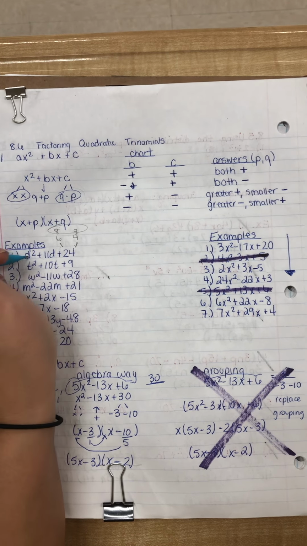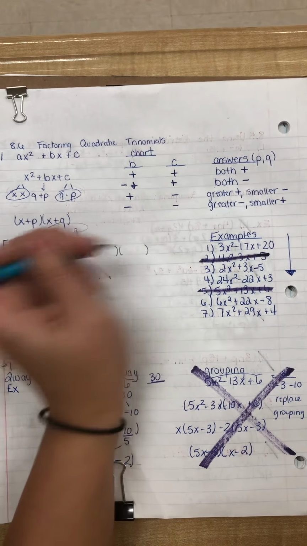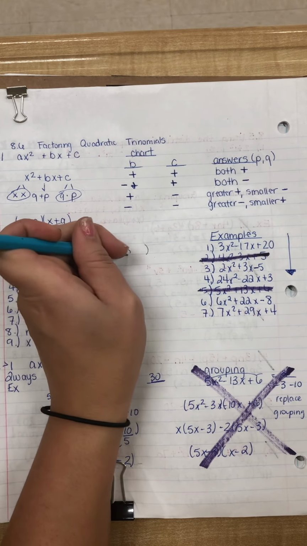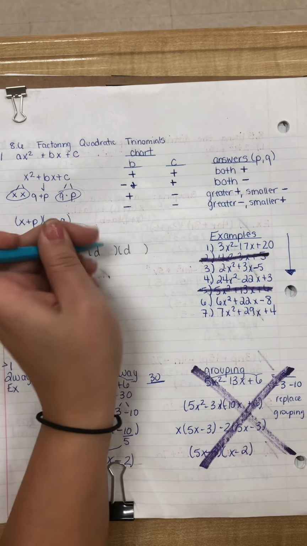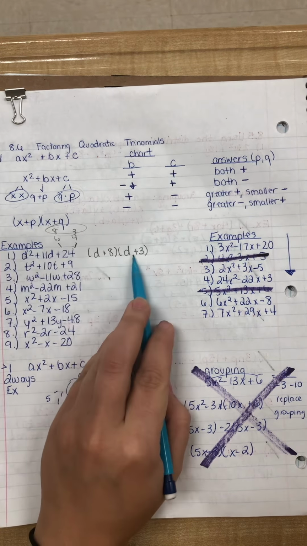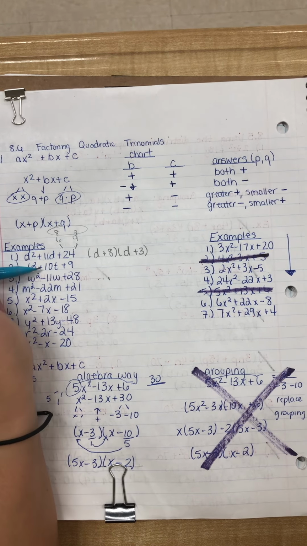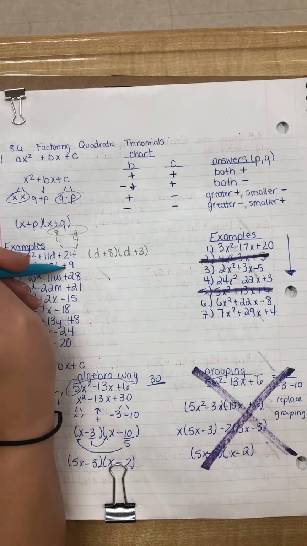The only thing that makes d squared is d times d. So again, two sets of parentheses. I have a d in each, and then I have 8 and 3, and they're both positive, so plus 8 plus 3. Again, I could have put 3 here and 8 there, but it does not matter, okay? Next one, t squared plus 10t plus 9.